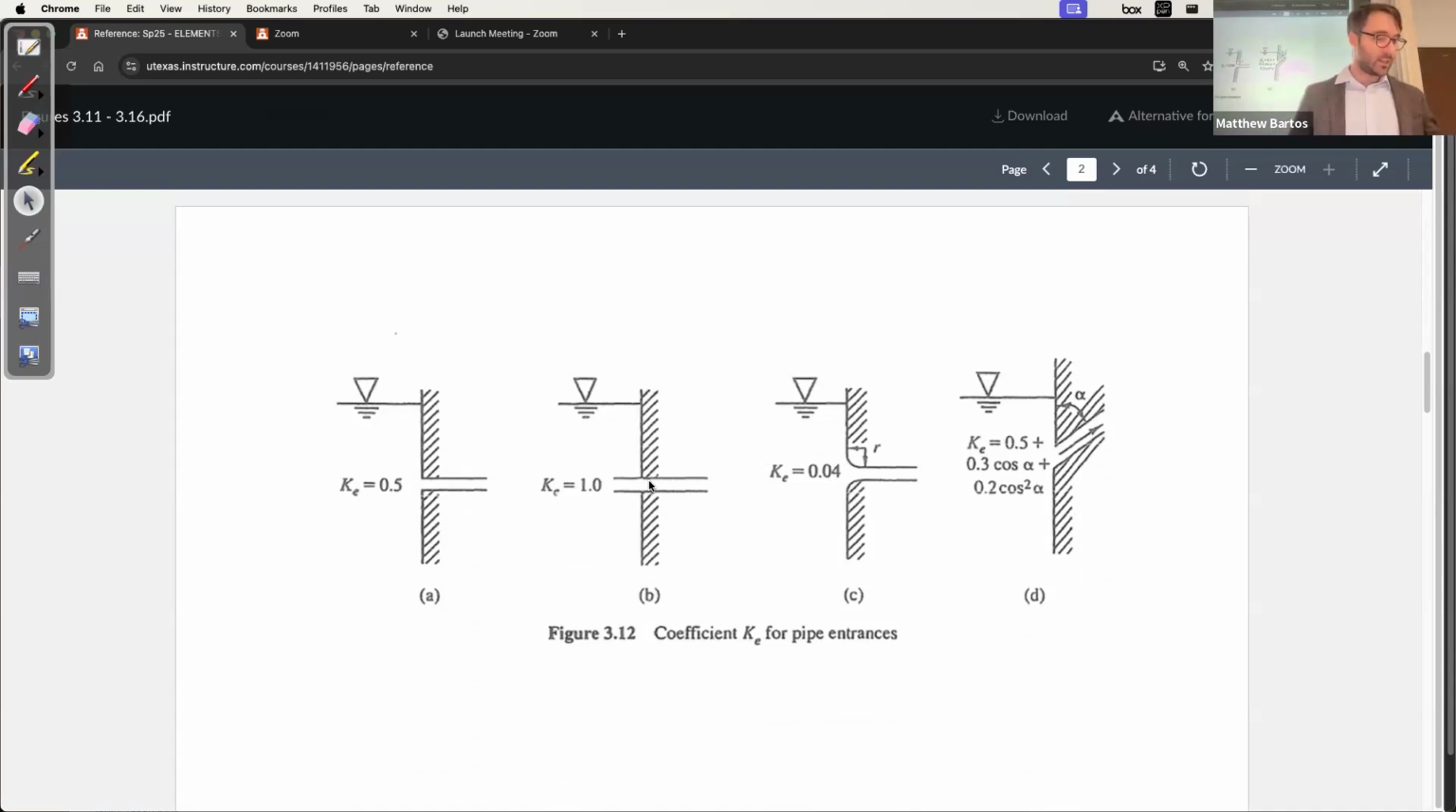Okay, any questions on entrance losses? I know I'm moving a bit fast here, but I definitely want to get to our example today. Questions on entrance losses?